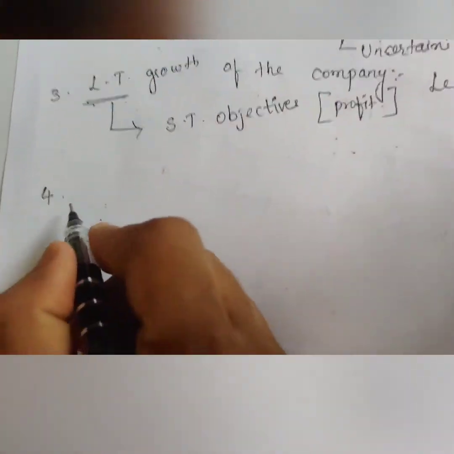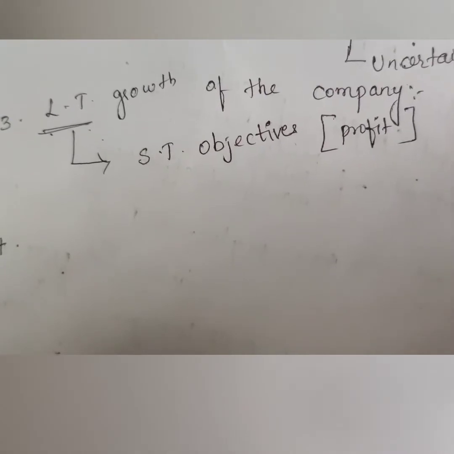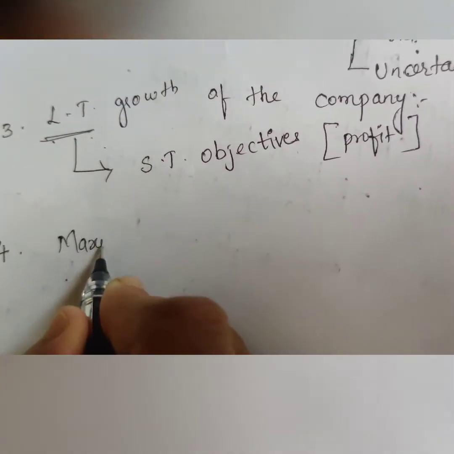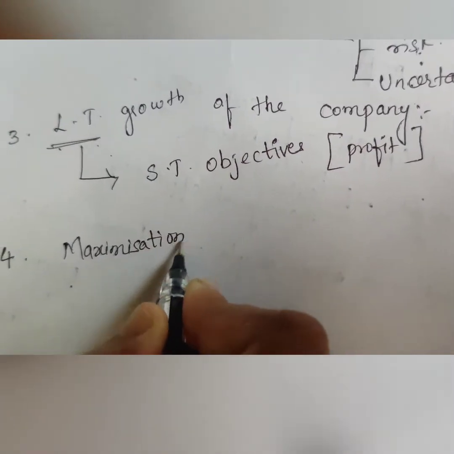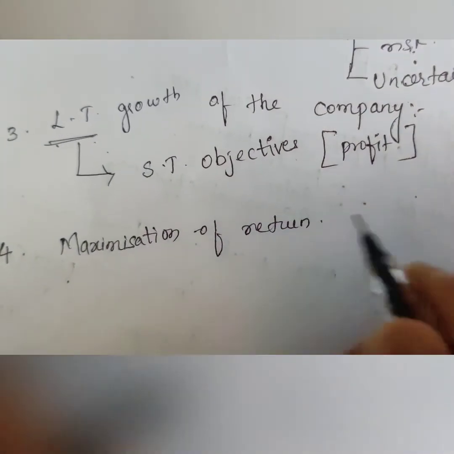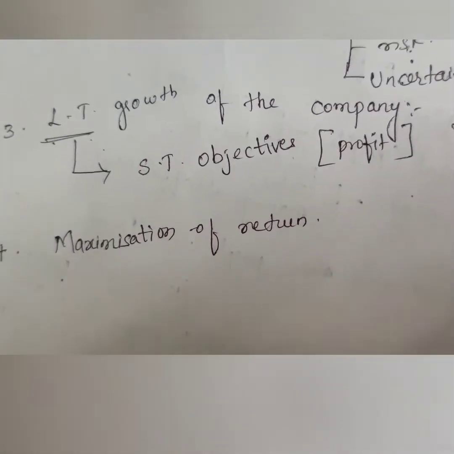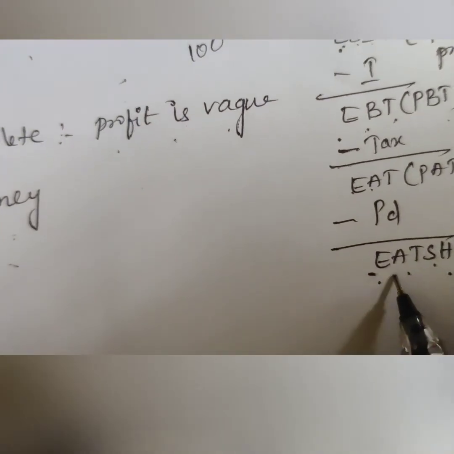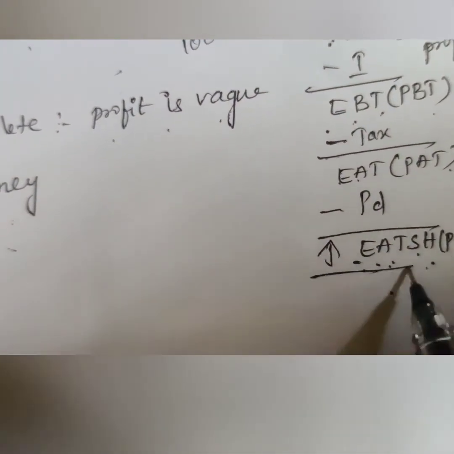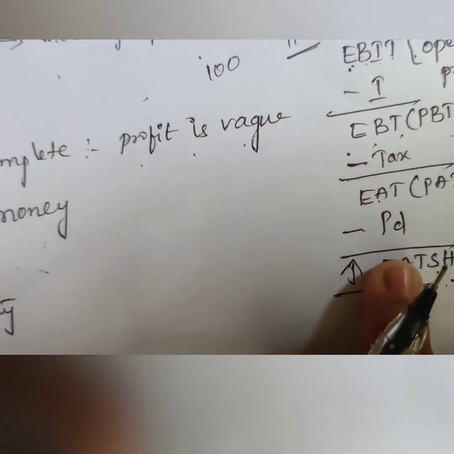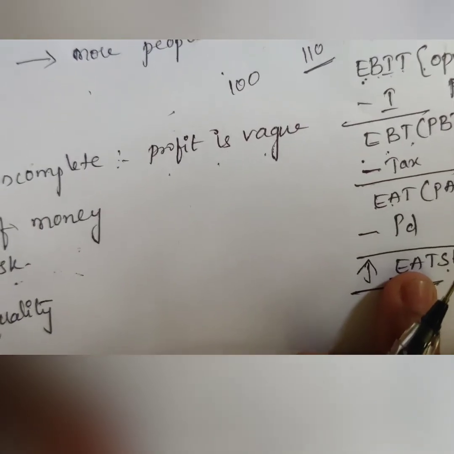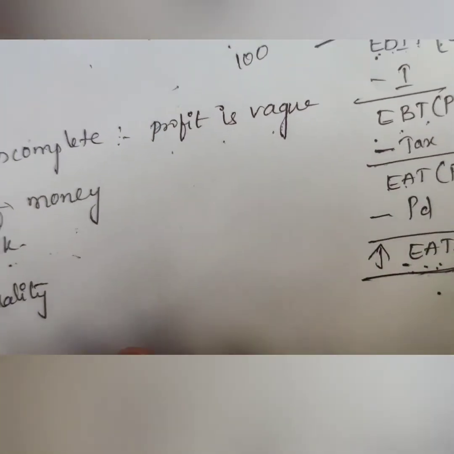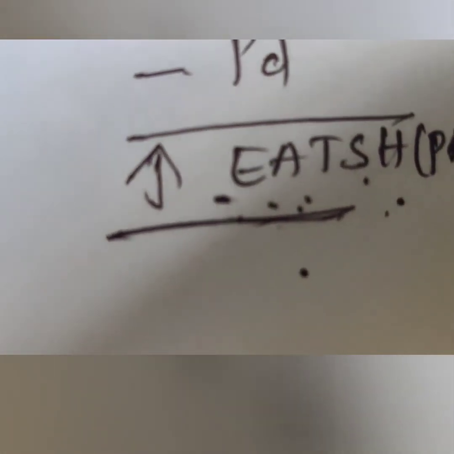And next, it concentrates on maximization of return to the shareholders. Here, we have already discussed earnings available to shareholders. Clearly, wealth maximization is concentrating on increasing the earnings available to the shareholders. That is what maximizing the returns to the shareholder means. So this is about wealth maximization, and it concentrates on creating value or wealth for the shareholders.